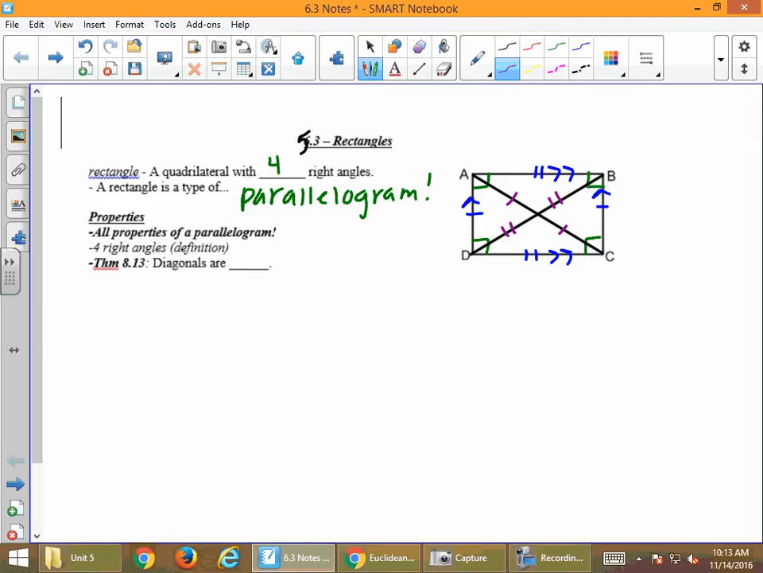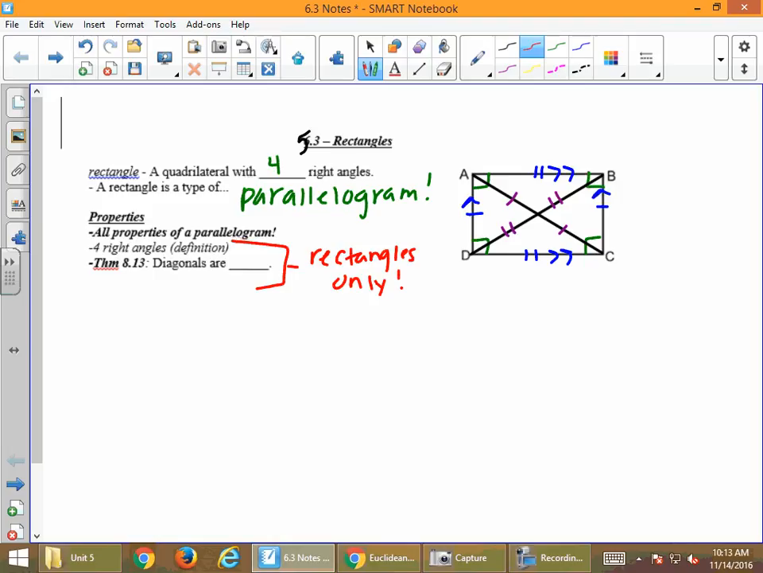Two new things about rectangles, and they only apply to rectangles. They do not apply to all parallelograms, only rectangles. Again, we know by definition all 4 angles are right angles. That only applies to rectangles, not all parallelograms. Okay?